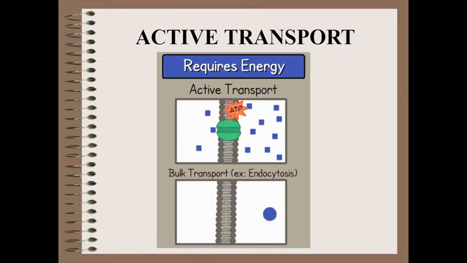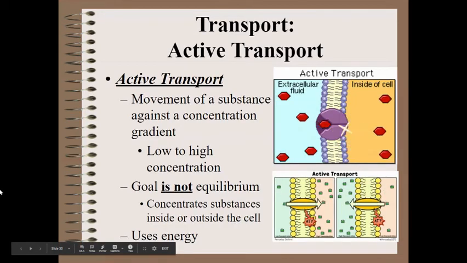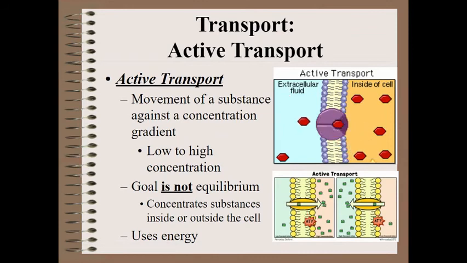So, moving on now to the other type of transport, which is active transport. And active transport is different than passive in that active transport will always use energy. Active transport is the movement of a substance against a concentration gradient from low to high concentration. With active transport, the goal is not equilibrium. Instead, the goal is to concentrate substances inside or outside the cell. In a way, the cell is trying to stockpile it. It's either bringing a lot of it in for storage or it's trying to move excess out. So to have this happen, it's going to use energy.